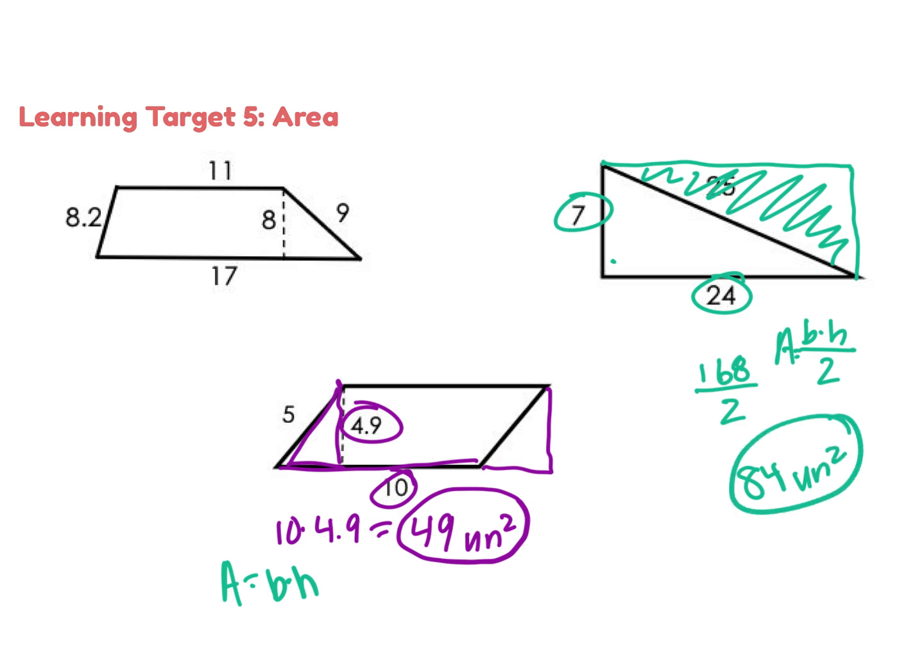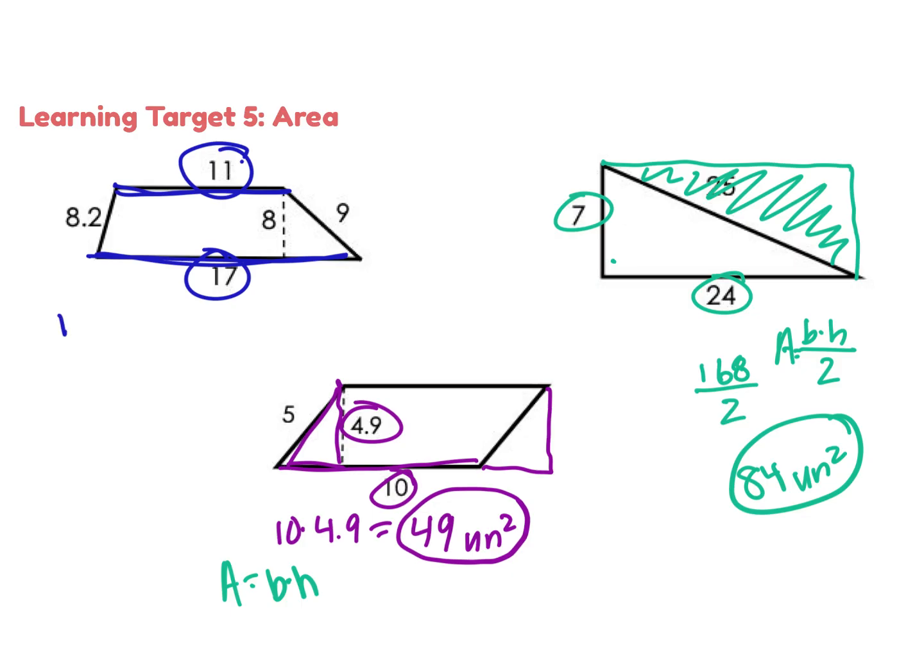All right, and the last one is a trapezoid. This trapezoid, we need to find the bases and the height. That's the tricky part. So first, the bases are always parallel to each other. So we're first finding two sides that will never touch. Those are my bases. I'm going to add my bases together.